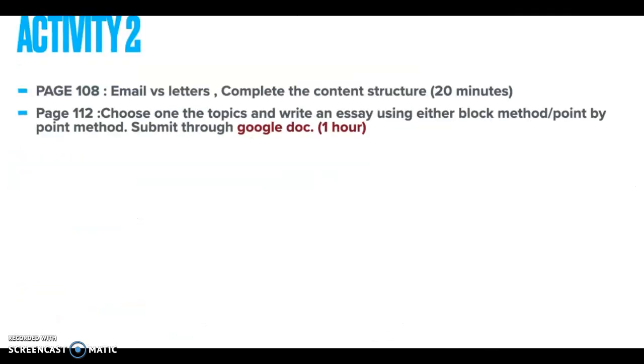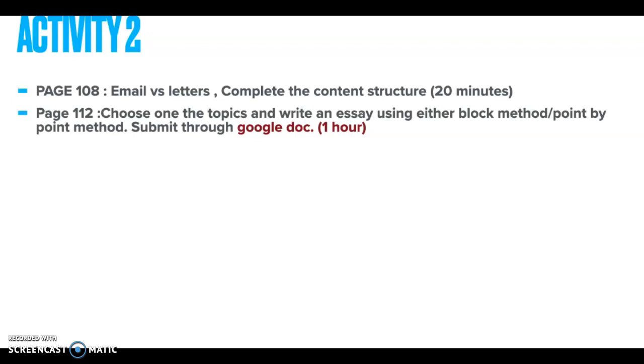All right, so the activity for today's lesson would be on page 108, where you need to complete a content structure following the structure that I shared with you on the topic email versus letter. So spend about 20 minutes, and then after that on page 112 there are a few topics related to compare and contrast. I need you to choose one topic and write an essay using either a block method or a point-by-point method, and you can submit your essay through Google Doc.